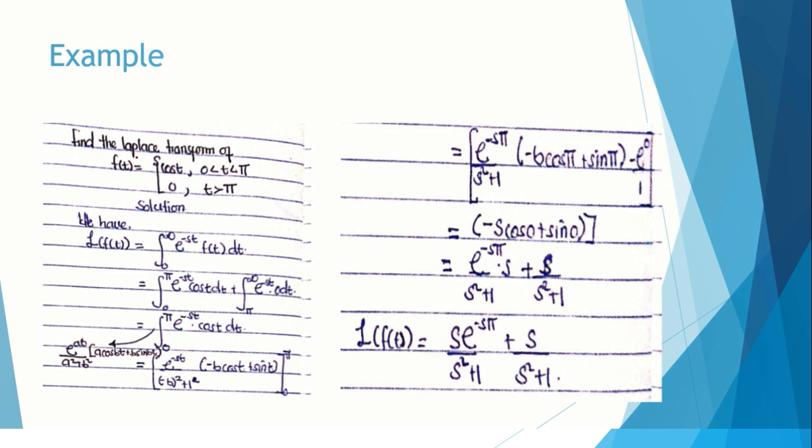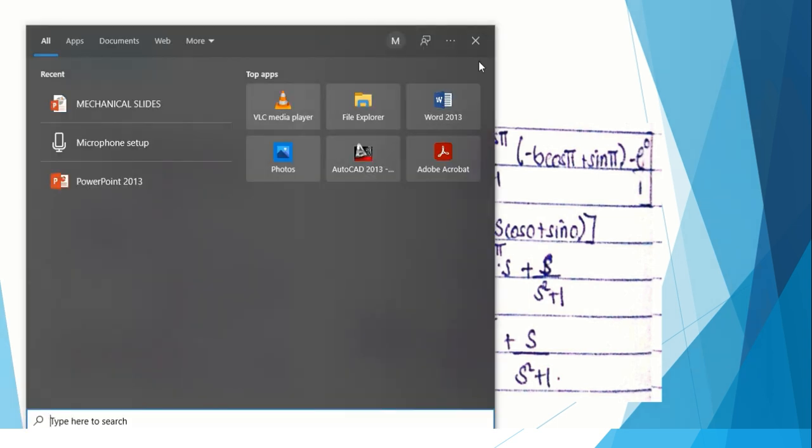Find the Laplace transform of f(t). It is given to us that it is piecewise continuous. If you see this, you know that it is a piecewise continuous function. So cos t for 0 less than t less than π. So when we integrate from 0 up to π, this is the definition of the Laplace transform.